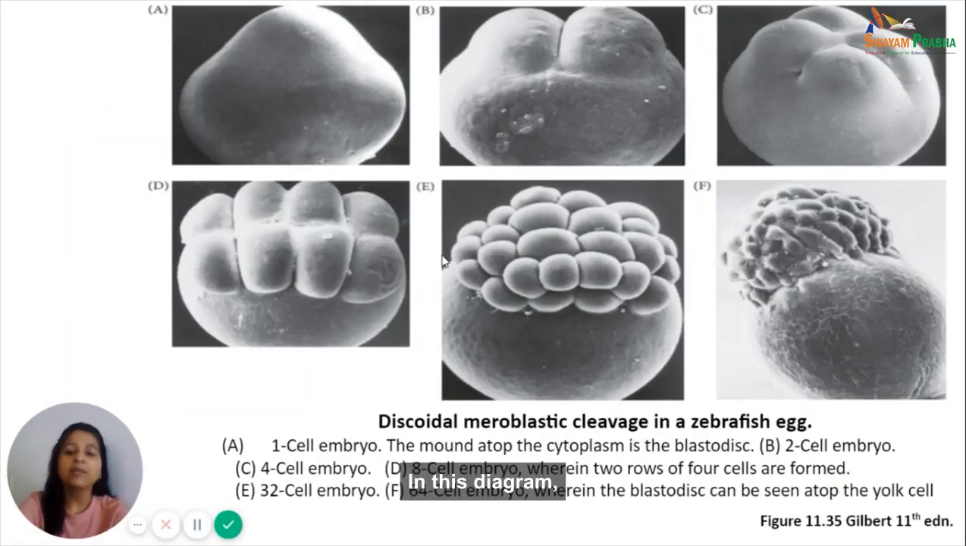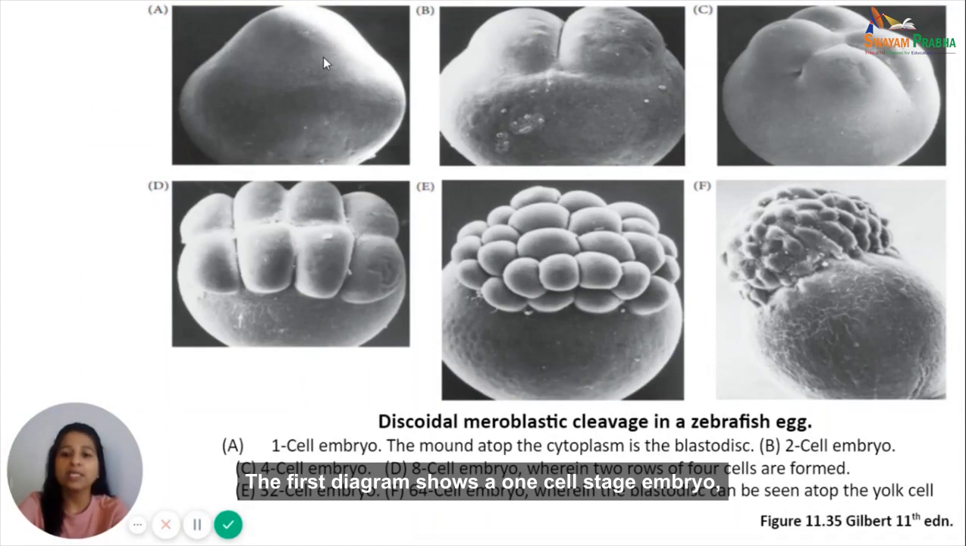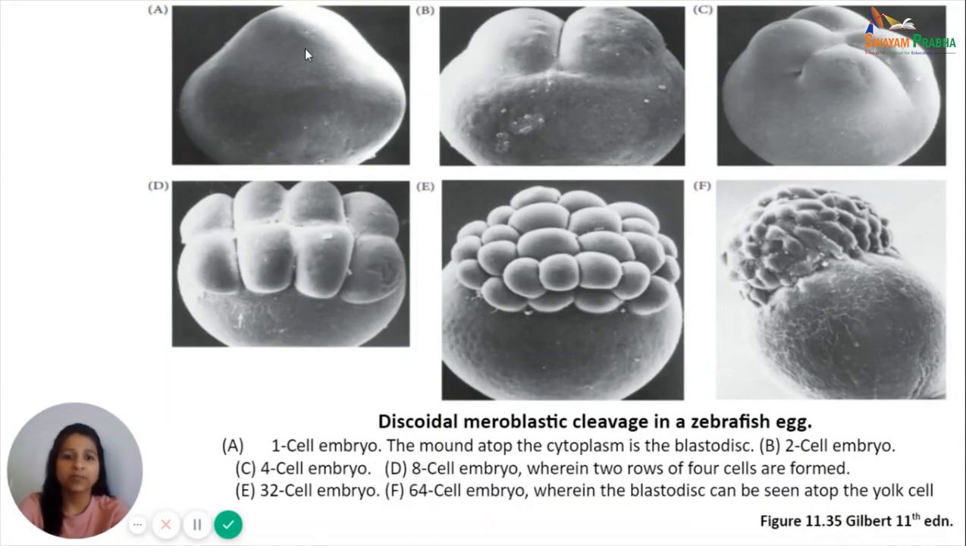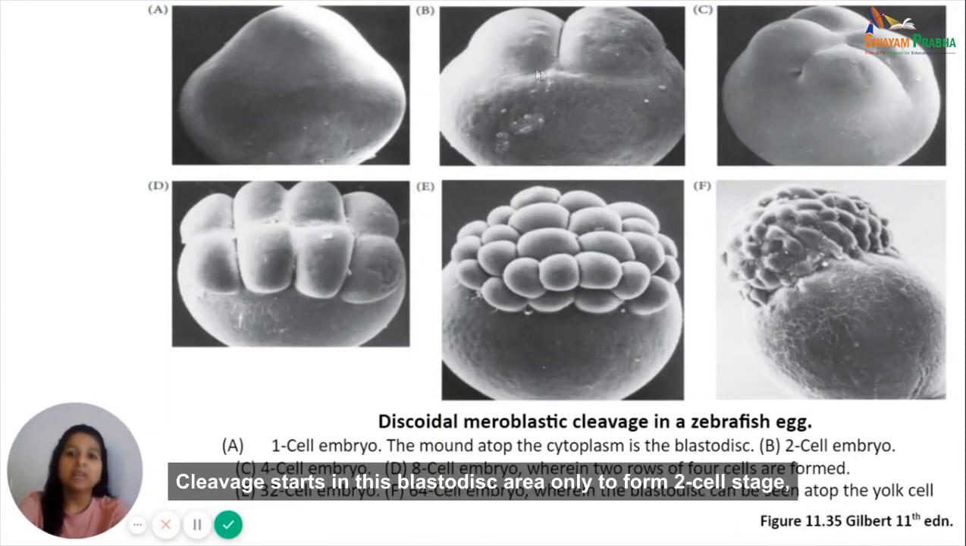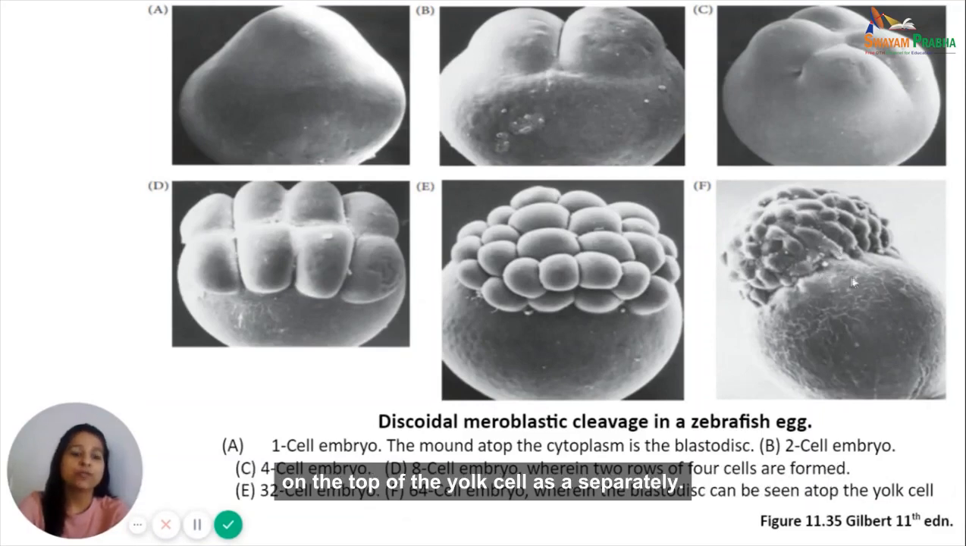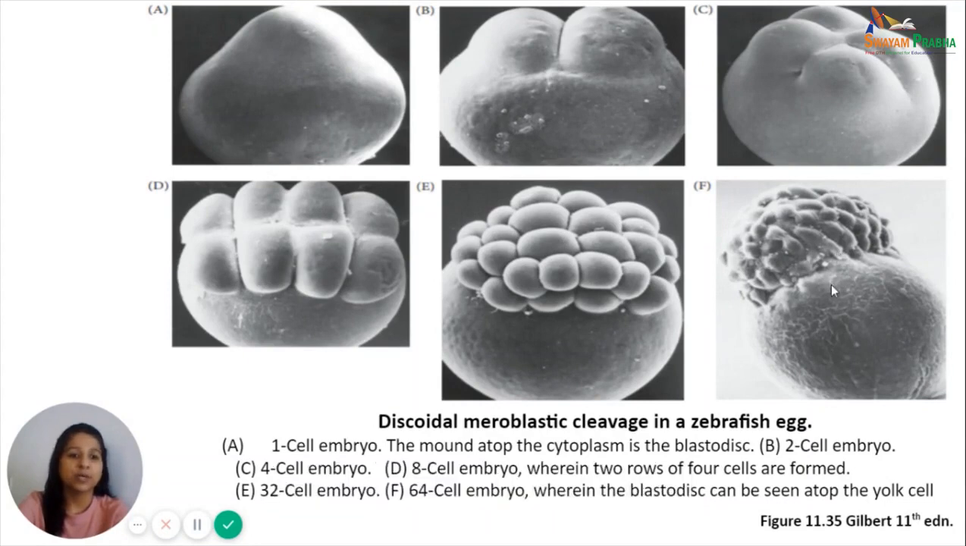In this diagram, we can see the discoidal meroblastic type of cleavage occurring in a zebrafish egg. The first diagram shows a one-cell stage embryo, on the top of which at the animal pole we can see a small layer of blastodisc or the cytoplasm. Cleavage starts in this blastodisc area only to form 2-cell stage, then 4-cell stage, then the 8-cell stage, then 32-cell stage, and ultimately the 64-cell stage. And here also we can see that the blastodisc is present on the top of the yolk cell as a separate unit.